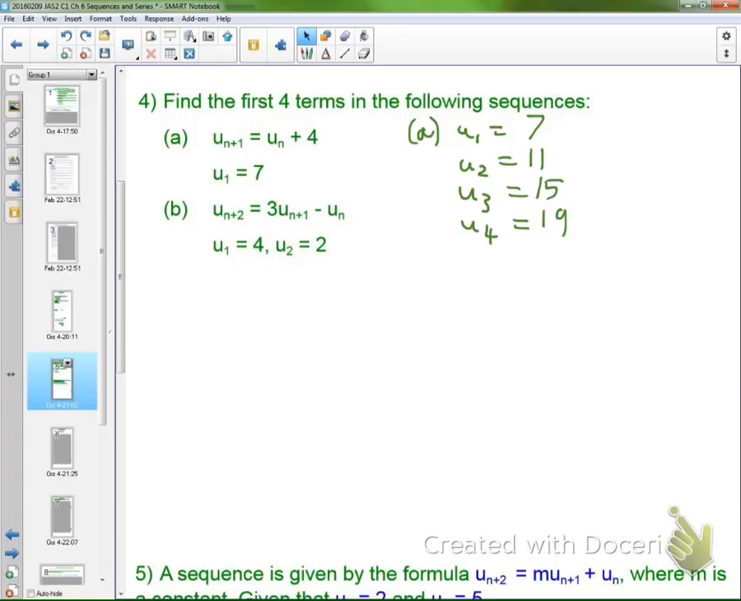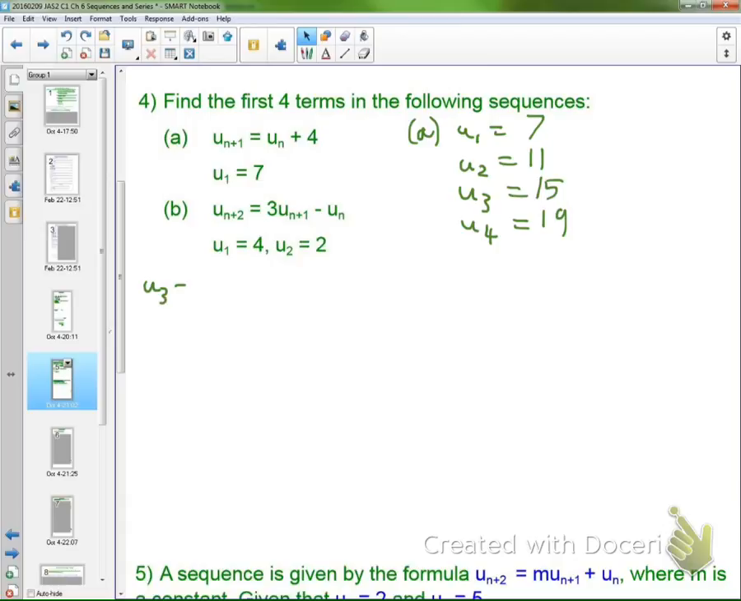For part B, we have a more complex recurrence relation. And because it's defined in terms of 2 of the previous terms, we need to know 2 of the terms in order to generate the entire sequence. Whenever you're given a recurrence relation, you will be told enough information about the first few terms of the sequence to be able to generate the entire sequence. So, we already have the first 2 terms of the sequence.